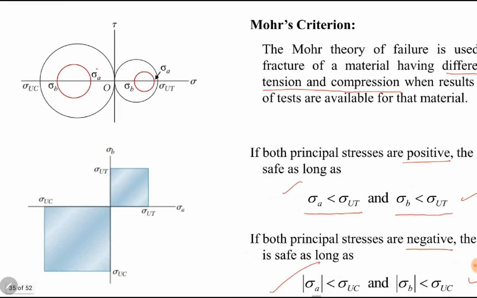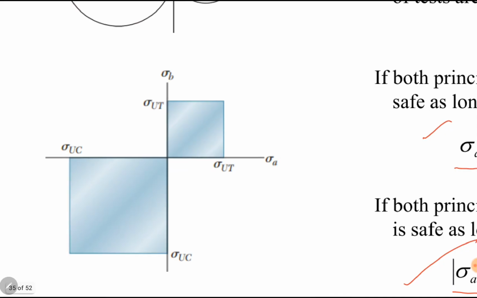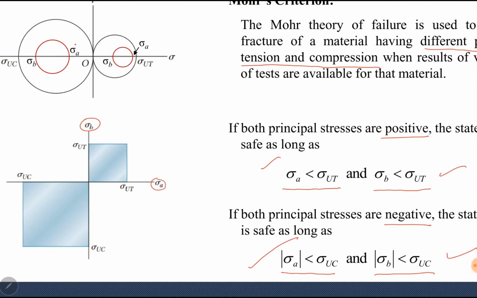In the graph, you can see sigma A and sigma B. The horizontal axis shows sigma A, the vertical axis shows sigma B. If both of them are positive, it is the first quadrant. Sigma A should be less than sigma ultimate and sigma B should be less than sigma ultimate, these two constant lines. So all the points should be within this area. In case of compression, both should be less than sigma uc. Sigma uc is greater than sigma ut. I have already explained it. So anything within this area is safe.